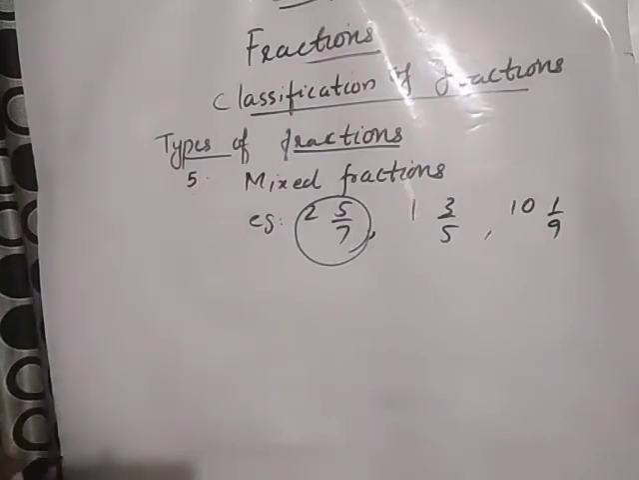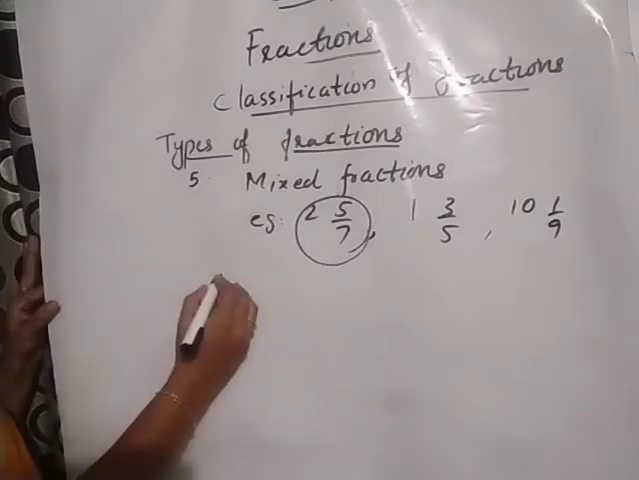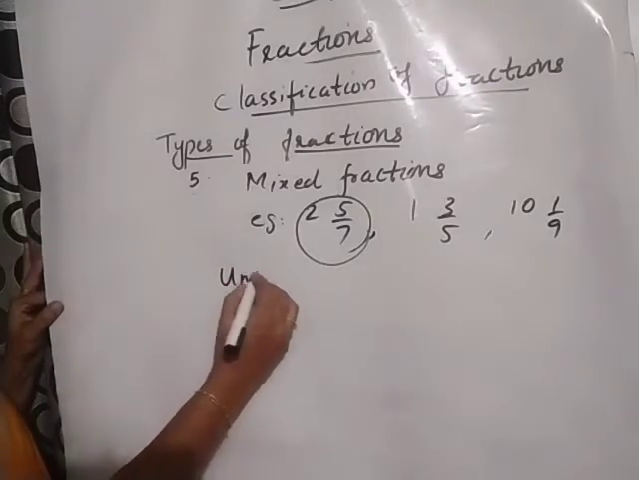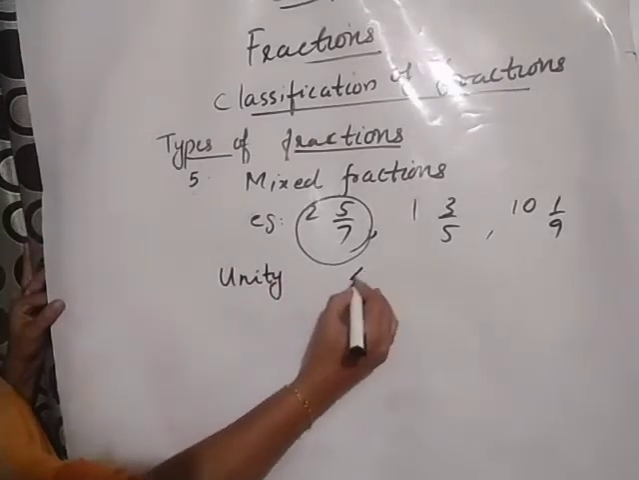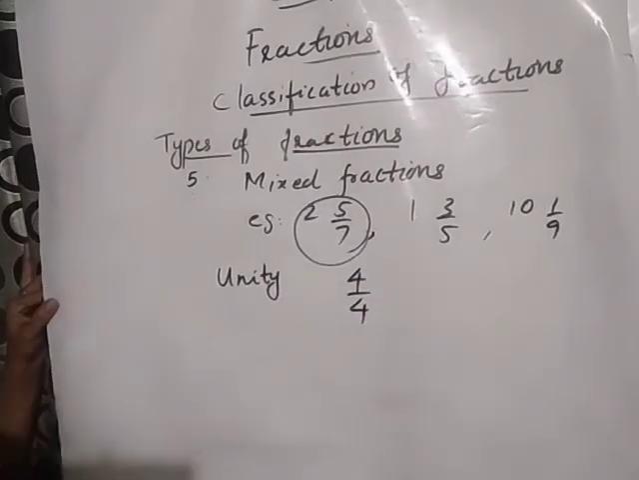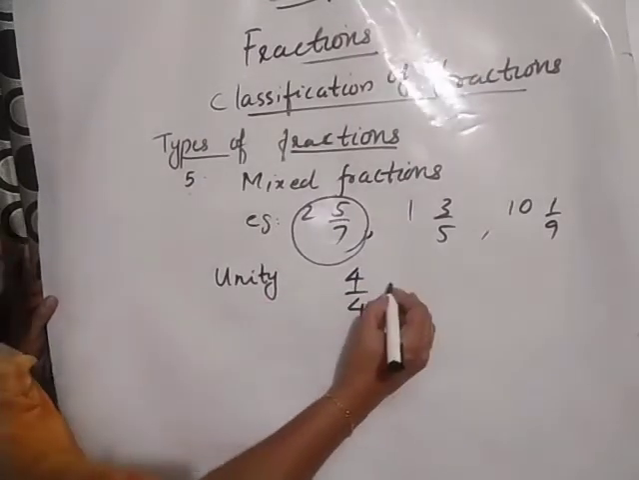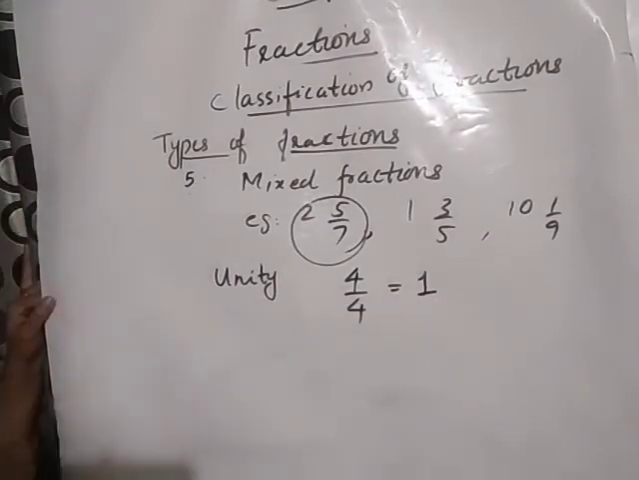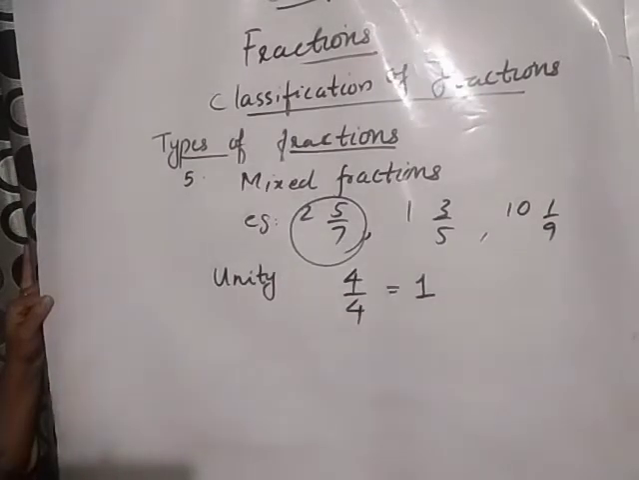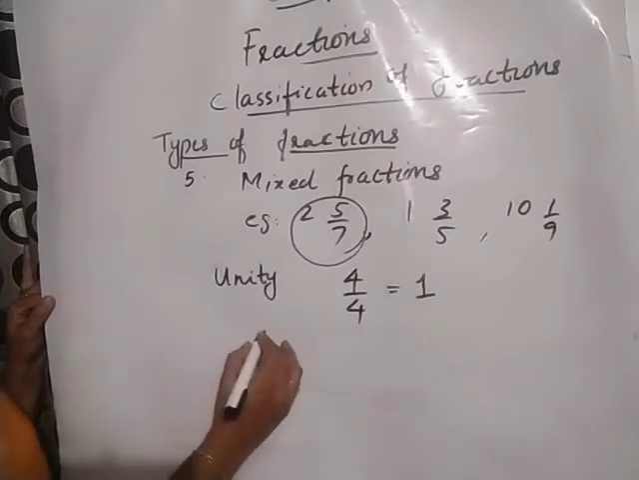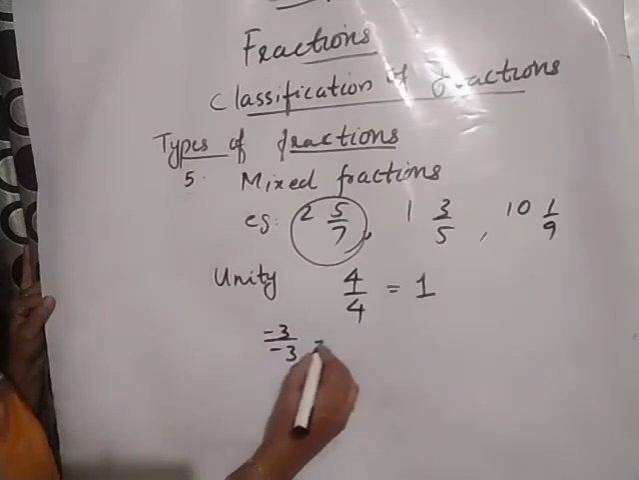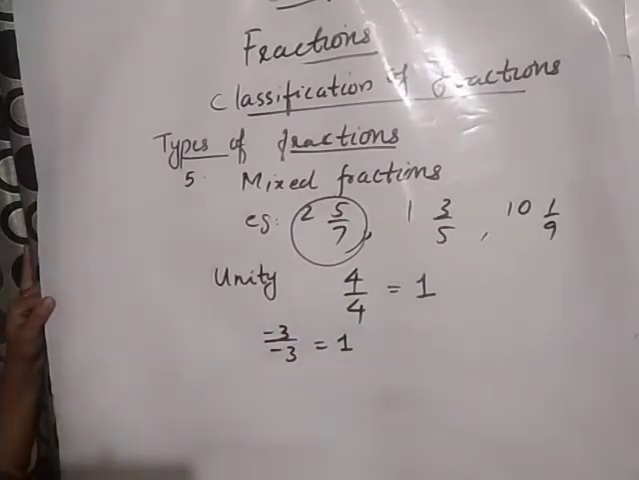If the numerator of a fraction is equal to its denominator, then the fraction is equal to unity. For example, 4 by 4. Numerator and denominator are equal, no? Which gives the answer 1. So if in a fraction numerator and denominator are equal, then the fraction is equal to unity or 1. Minus 3 by minus 3. What is the answer? 1, etc.